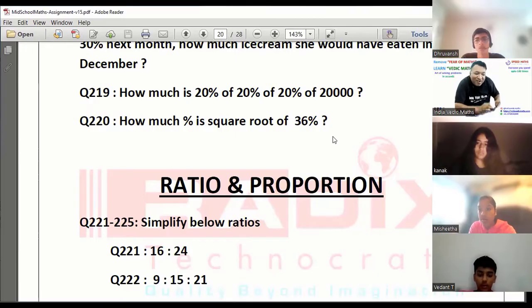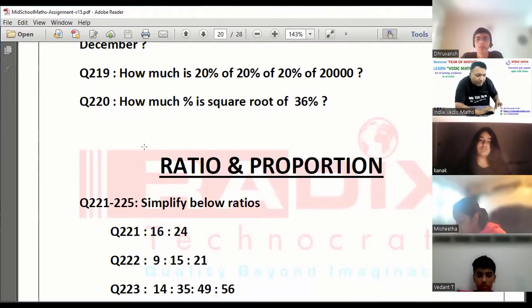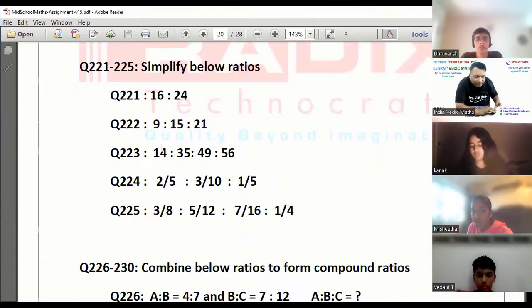60%. Wow, everybody clap for her. Wow, Mishita, how come? Good. That is nice. Very few people can solve it. Remember, I gave this challenge in my earlier classes. Good, Mishita. 60% is very good. It's correct. 36 by 100, 6 by 10, 60%. Perfect. Then come back to 221 to 225. All very simple, right, Kanak?